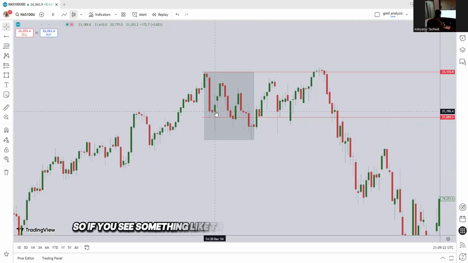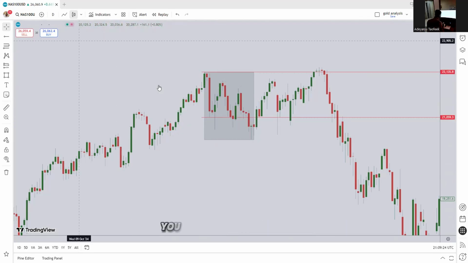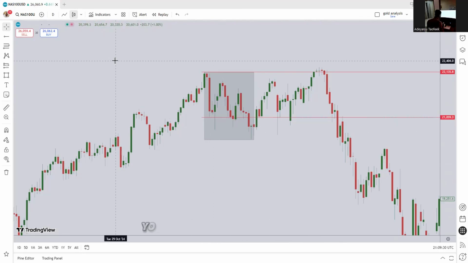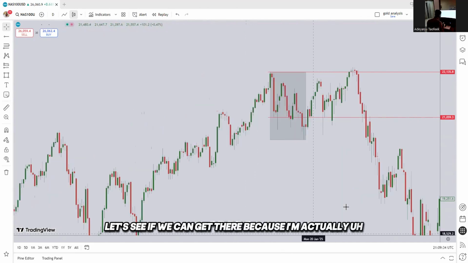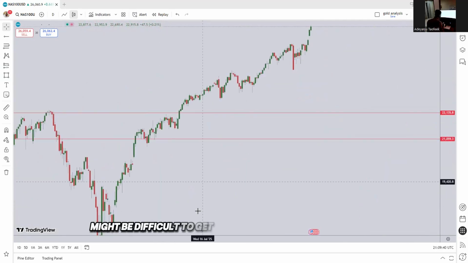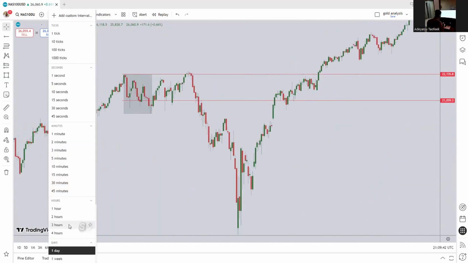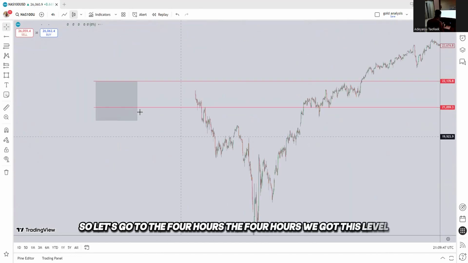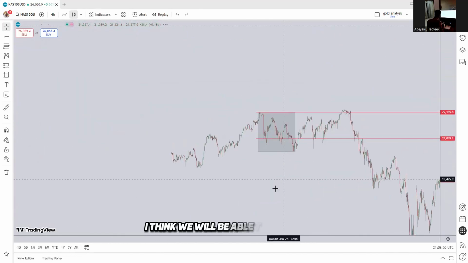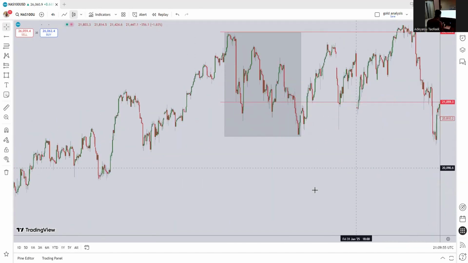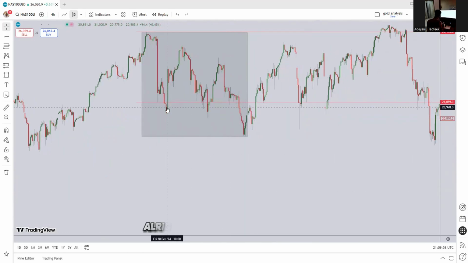If you see something like this and you want to capitalize on it, you can move to a 4 hours time frame. Let's see if we can get there, because I'm actually on a trading deal, so it might be difficult to get that level. Let's give it a try. So let's go to the 4 hours. I think we're able to get it, yeah. So we got this level. All right, we got this level.